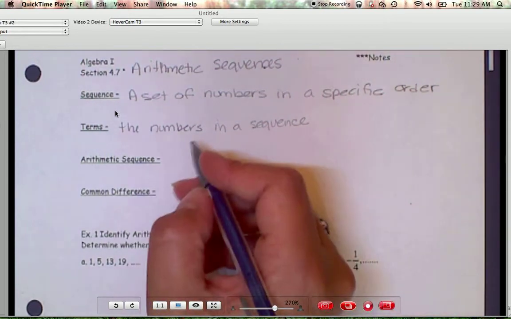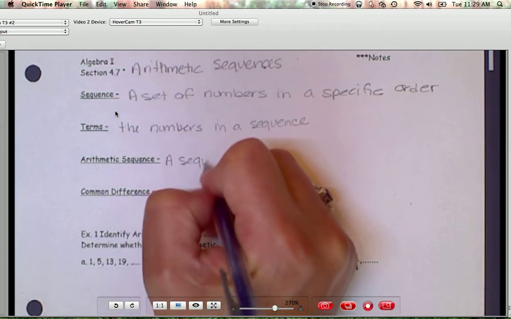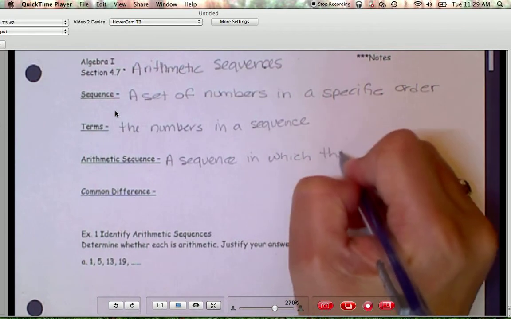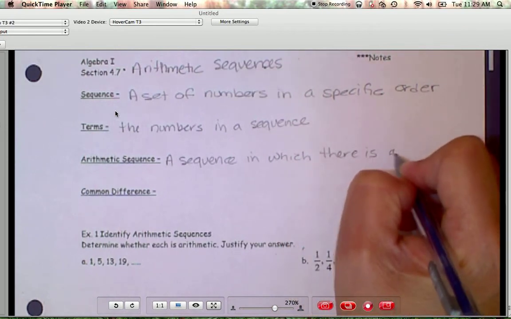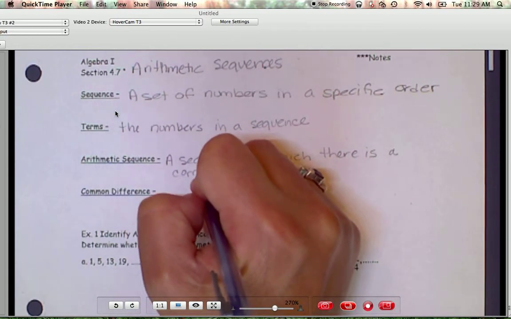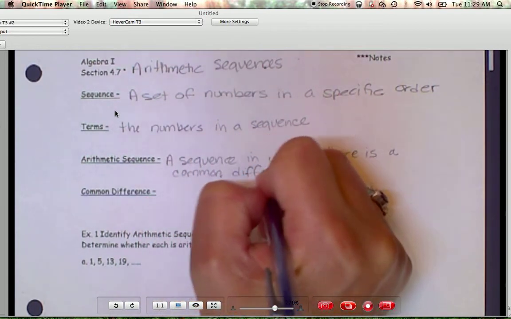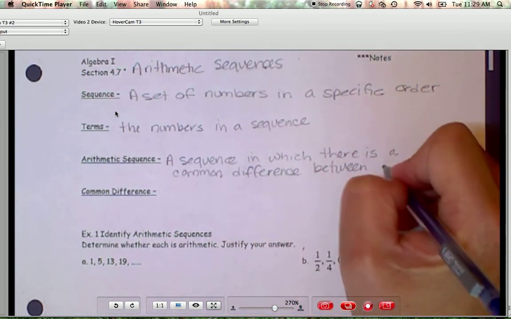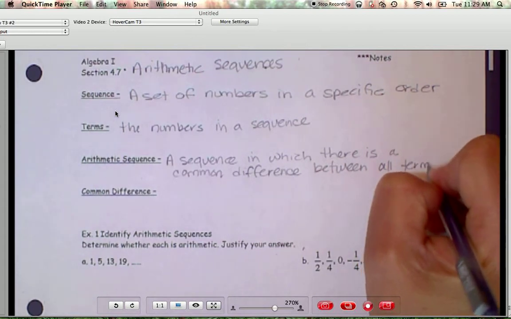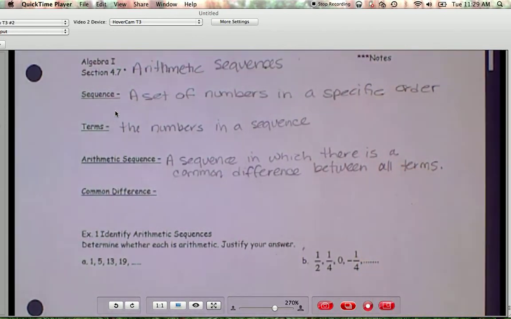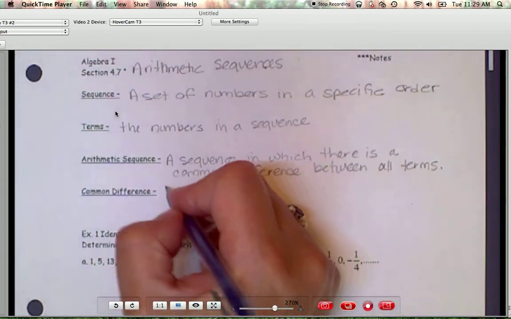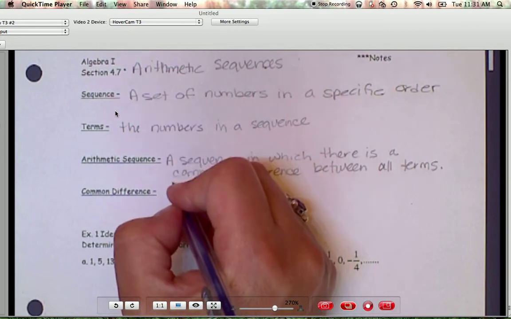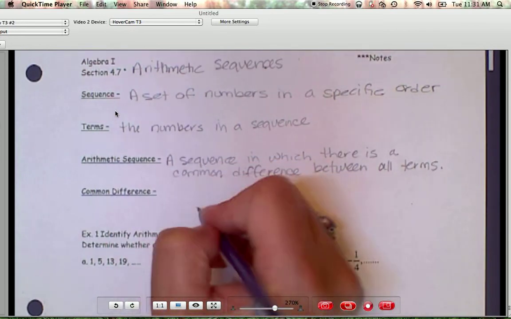But an arithmetic sequence is a sequence in which there is a common difference between all the terms. Okay, what's the common difference? The common difference is easy to find if you're figuring out how far each term is from each other.